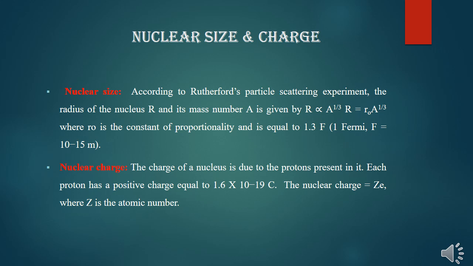Another property is nuclear charge. We know that the nucleus consists of protons and neutrons. Neutrons have no charge, protons have a positive charge, right? So the charge of the nucleus is due to the protons present in it. Each proton has a positive charge equal to 1.6 into 10 to the power minus 19 coulomb. So the nuclear charge is the atomic number times the positive charge, that is Ze.